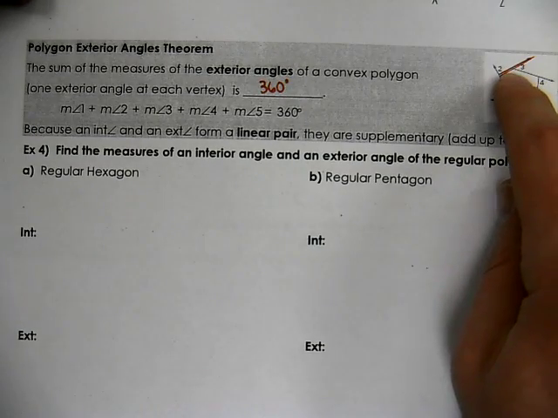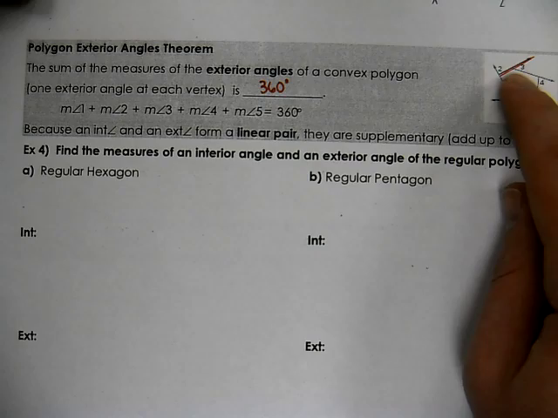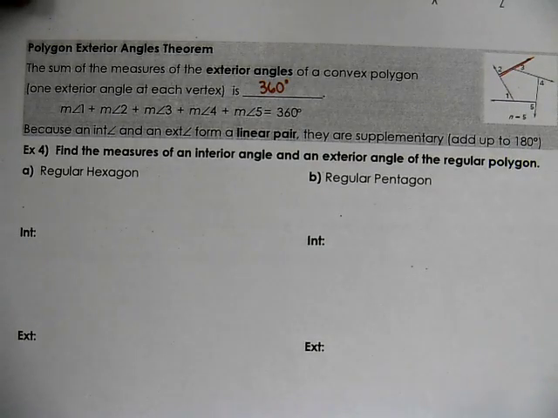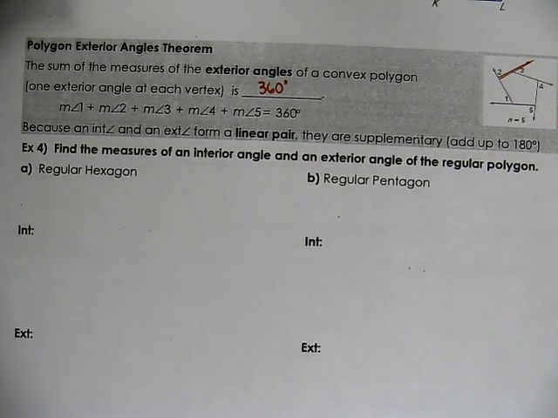For instance, if I knew that interior angle right here, and I added that with angle 3, the exterior angle, those would equal 180. So we can use that as a shortcut for some of the other problems that we're going to come across. And I'll show you two different ways in which you can find those.